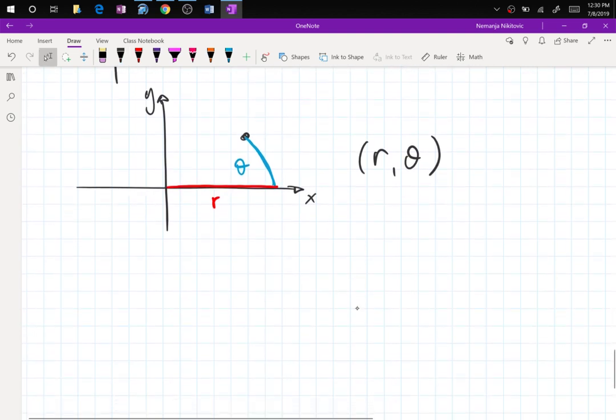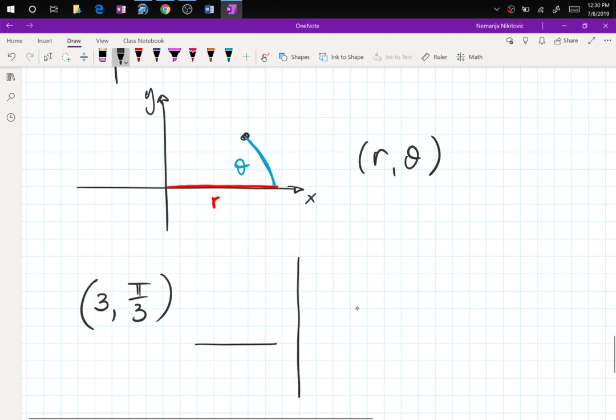Now let me demonstrate a few of these. Let's say you have (3, pi over 3). To graph this point, this location, you will go 3 units out, and then you will look for a 60-degree angle. Swing it there to get to the point (3, pi over 3). So this angle over here is 60 degrees, which is your pi over 3. It's a very simple concept, right?